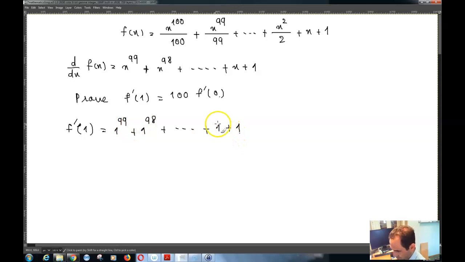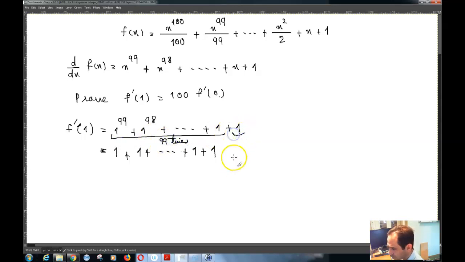So basically 1 raised to the power 99 is 1. 1 raised to the power 98 is equal to 1. And so on and so forth, plus 1 plus 1. So you go from 1 to 99, which is 99 times. And then you have one term over here, so in total you have 100 terms. And if you add 1 to itself 100 times, you would get 100.